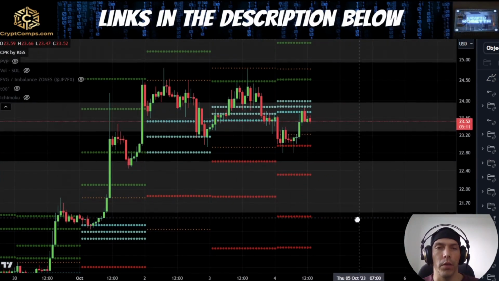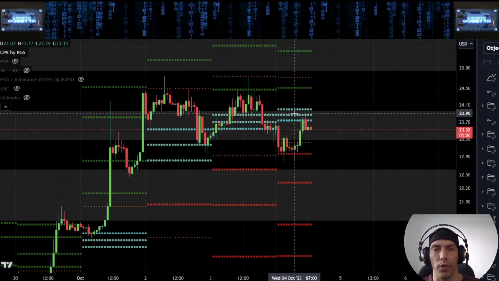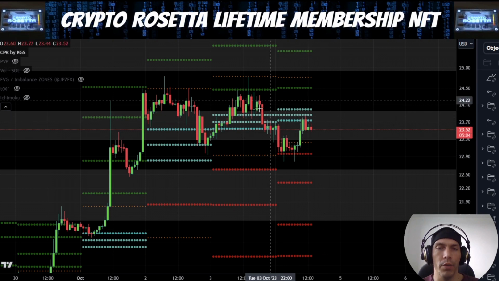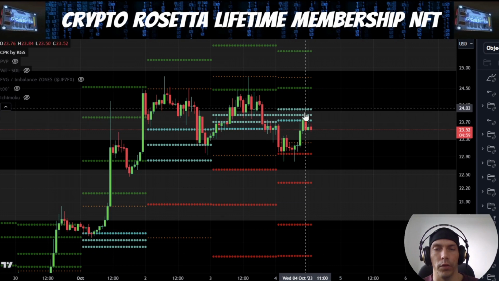Coming in here and having a look at the daily CPR lines, all we can see is that we have printed just slightly higher CPR lines than the previous day. We have, however, rejected to the downside, found support on this S1, and now retested these central lines.